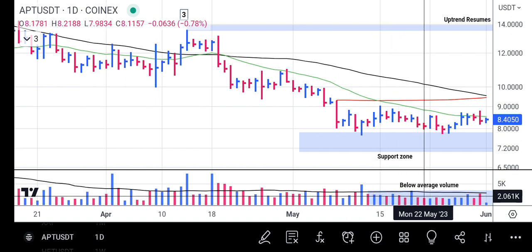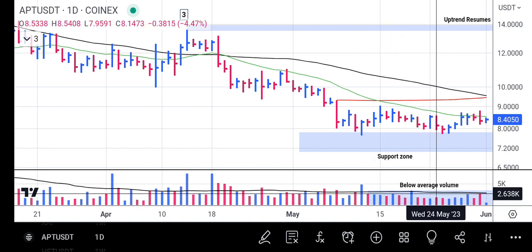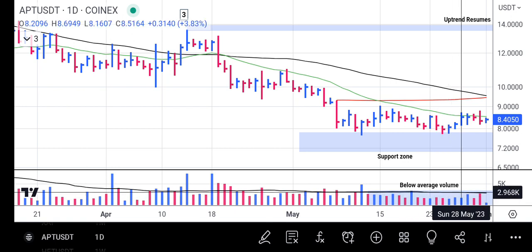This means that the sellers have been exhausted, and when the sellers have been exhausted, if it is only the buyers that are left, we all know what will happen. Rally will begin.